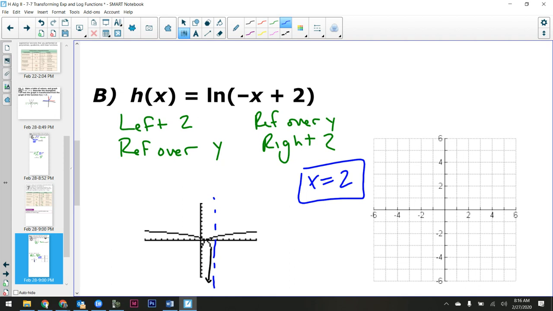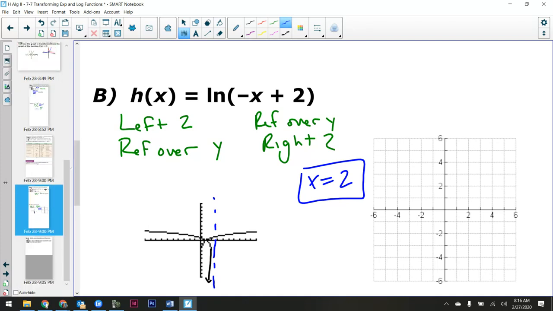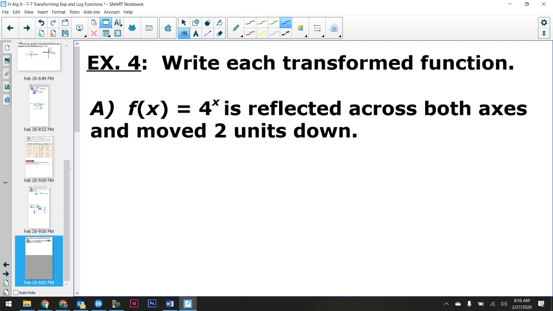Right, and that's why this will change it as well. If I went left 2, that's going to change it, and then it's going to change it again after I reflect. That's why it ends up at positive 2, not negative 2. Yeah. That's fun right there. That's so cool. All right, write the equation.